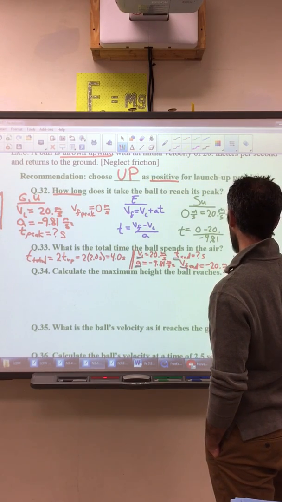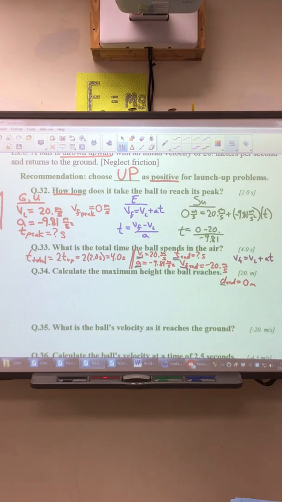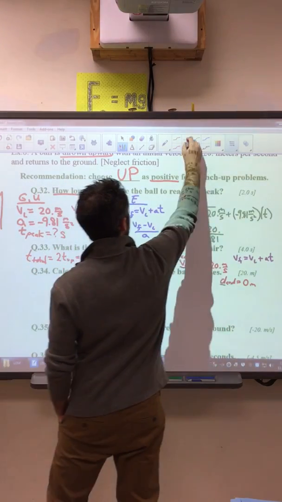You could also do this with VI, A, which we're trying to find, T, and D. There it comes out a little bit uglier because, well, you'd have to do your quadratic, and you're not that big a fan of doing that, most likely. But you can, it'll work. All right, on to the next one.